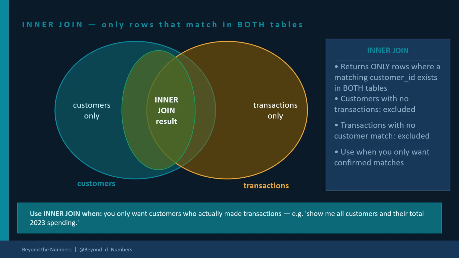So when are you expected to use this? When you want customers who actually made transactions. For example, show me all customers and their total transactions or their total spending in 2023. If a customer never spent anything, you don't want to see them in the results. So in this case, inner join is the right tool. Think of it as a strict handshake. Both sides have to show up. If either side is missing, then the row is excluded.